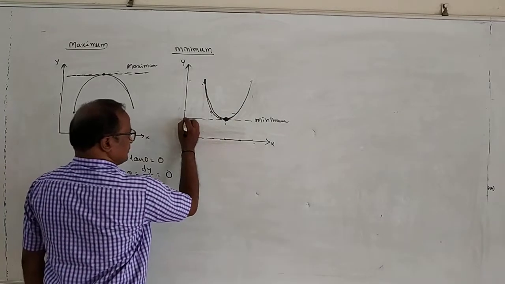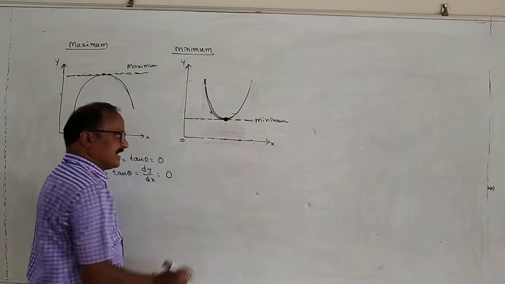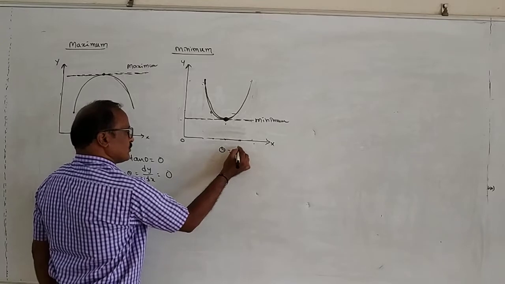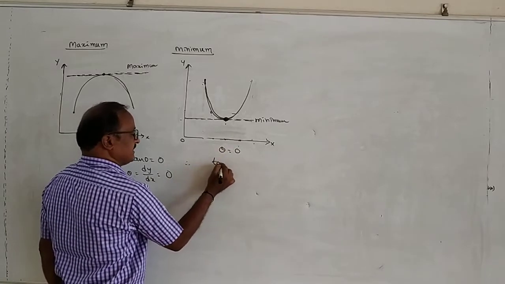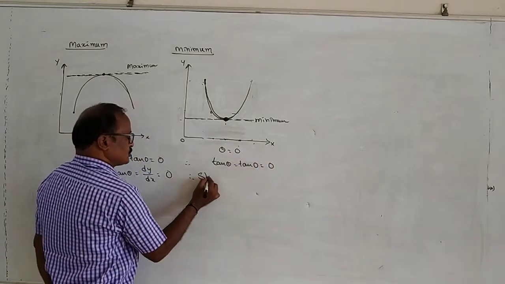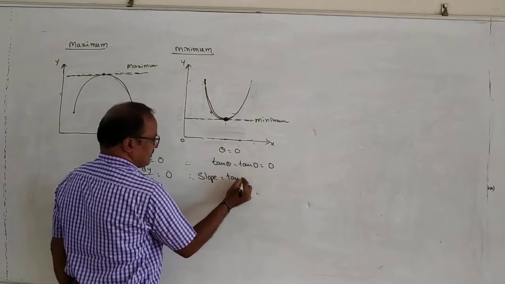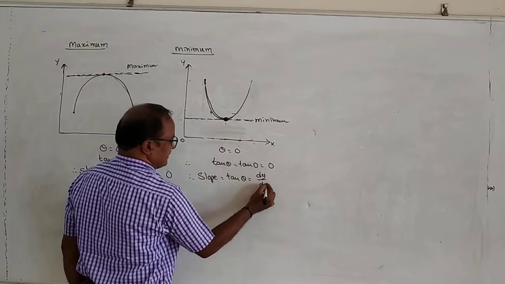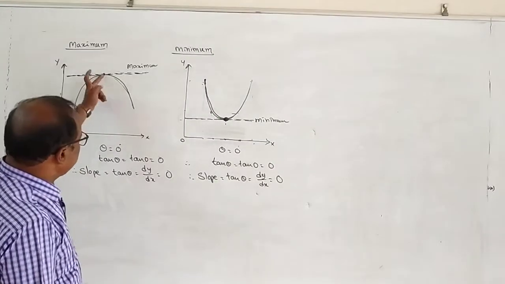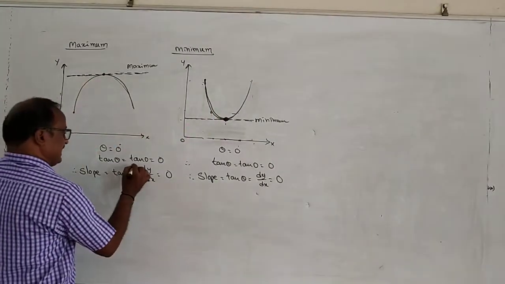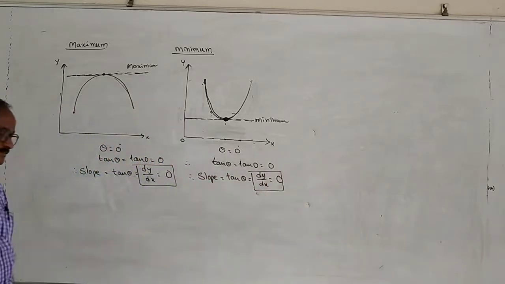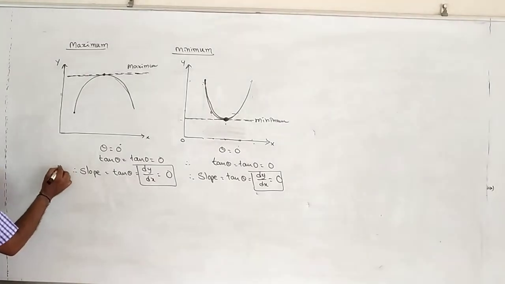Similarly here also, this is a tangent drawn at the minimum. This tangent is also parallel to the x-axis. That means here theta is also equal to 0. Therefore tan theta is equal to tan 0 is equal to 0. Now the slope of this right line is equal to tan theta, which is also equal to dy by dx. Remember my students, at maxima or minima dy by dx is equal to 0. This is the first step.